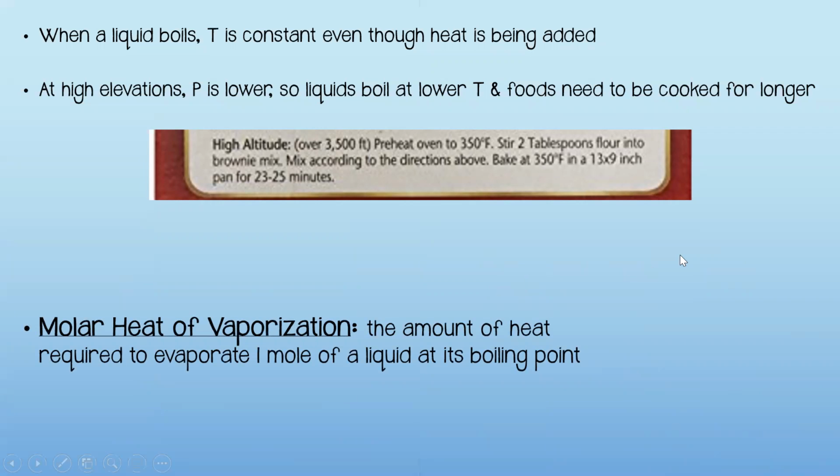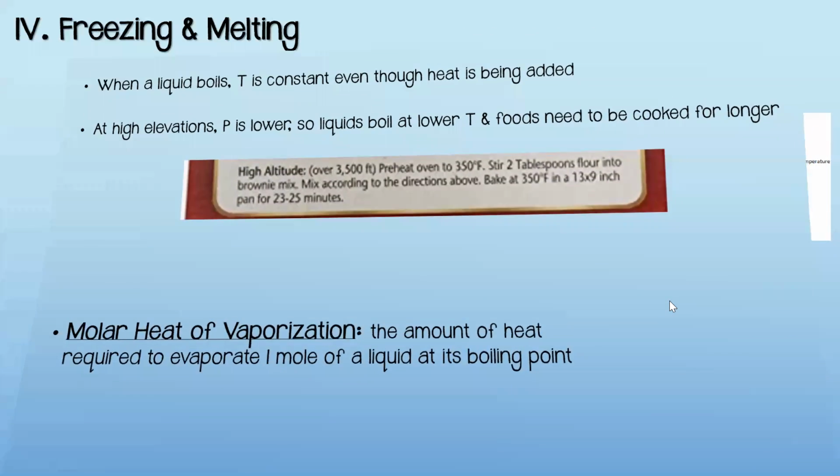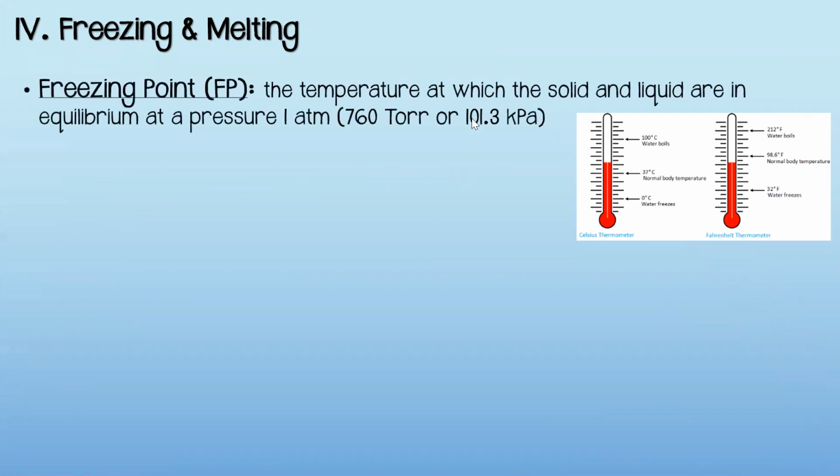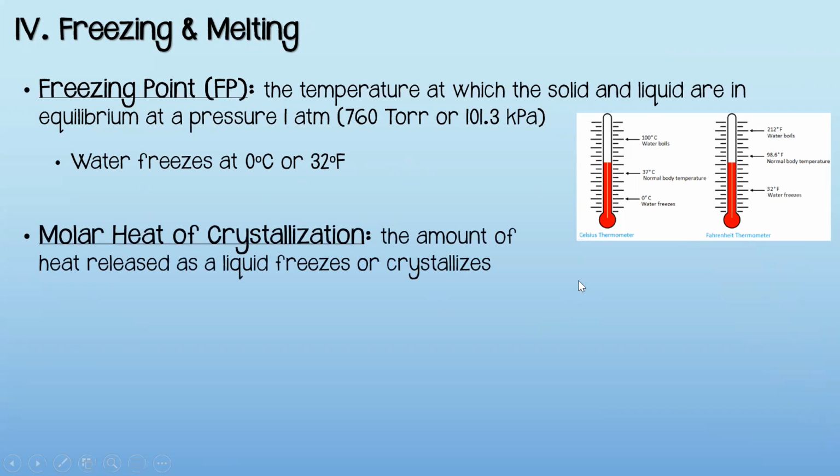Okay, molar heat of vaporization is the amount of heat required to evaporate, hence vaporize, 1 mole of liquid at its boiling point. Moving on to melting and freezing, the freezing point is the temperature at which a solid and a liquid are in equilibrium at 1 atm. So water freezes at 0 degrees Celsius or 32 degrees Fahrenheit. So talking about the molar heat of crystallization, the amount of heat released as a liquid freezes or crystallizes.